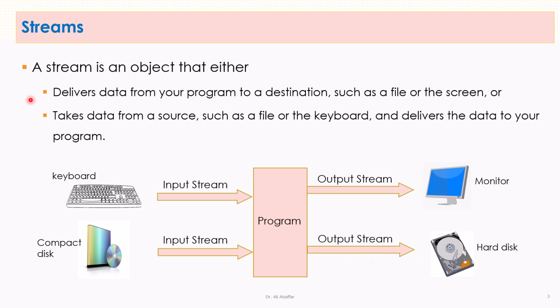So what is a stream when we talk about a Java program? A stream is an object that is created from classes, and a stream represents a flow of data from a source to a destination. So this is a concept that we are going to deal with in our programs if we want to deal with files.